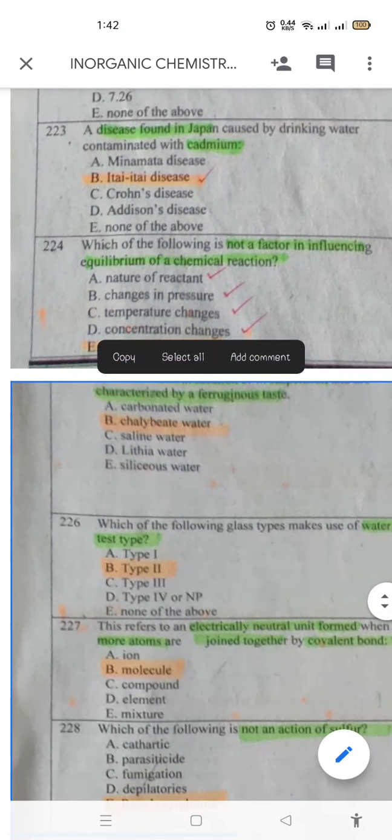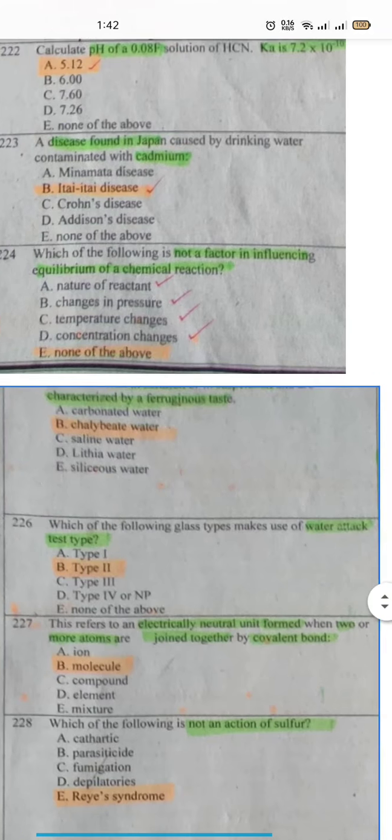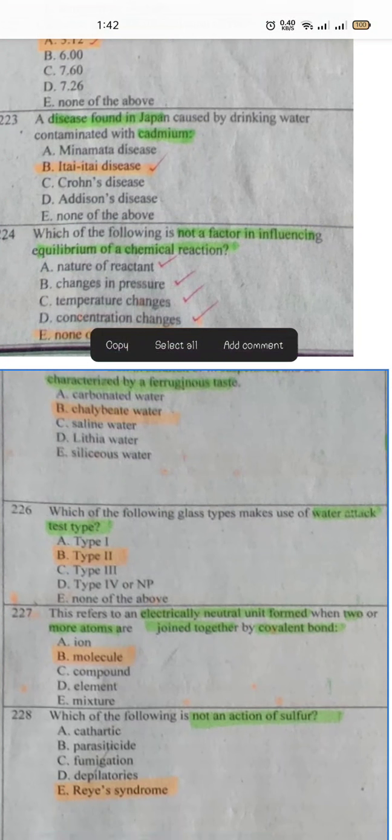So number 225, it contains iron in solution or in suspension and are characterized by a ferruginous taste. So that is your chalybeate water. The presence of iron in solution or suspension, which is characterized by ferruginous taste, is your chalybeate water. So, paki-take note din ang mga to.